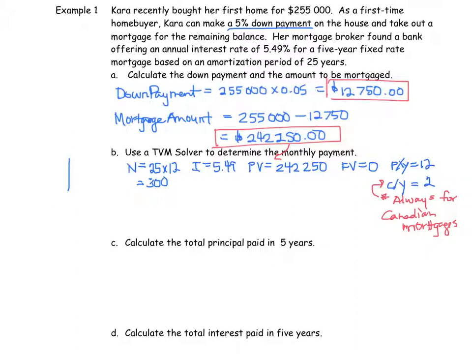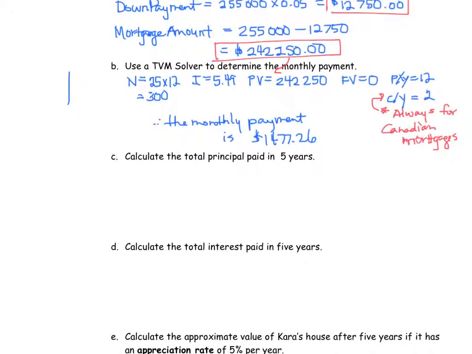Okay. So then back up to payment and press alpha enter. And when you do that, I believe the monthly payment comes up as $1,477.26. Now it says calculate the total principal paid in 5 years.